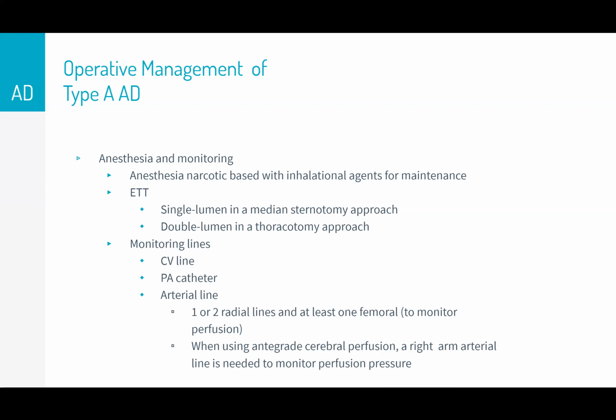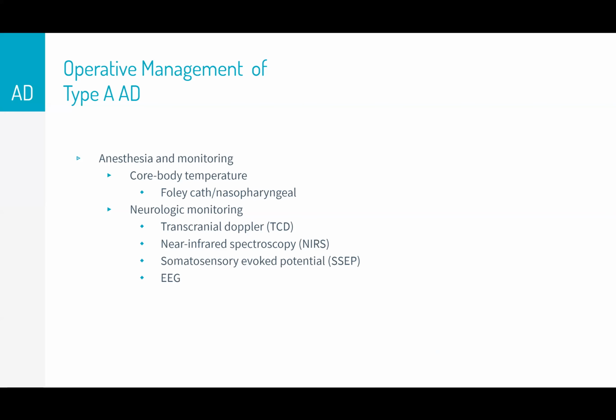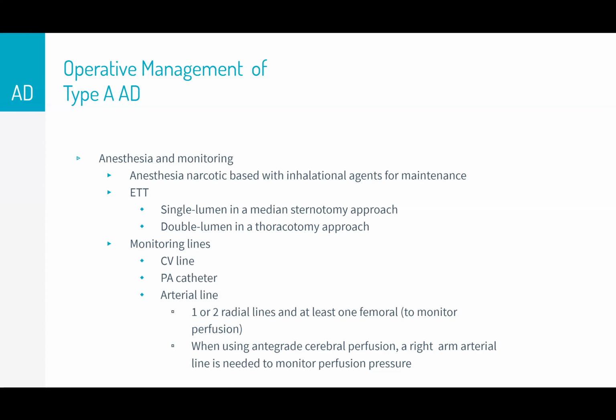Why did you mention the double lumen intubation? In case your incision will be a thoracotomy. Why would you do a thoracotomy for type A? Thoracotomy is to access the descending thoracic aorta. No, wait, type A is only the ascending. You don't need the thoracotomy.